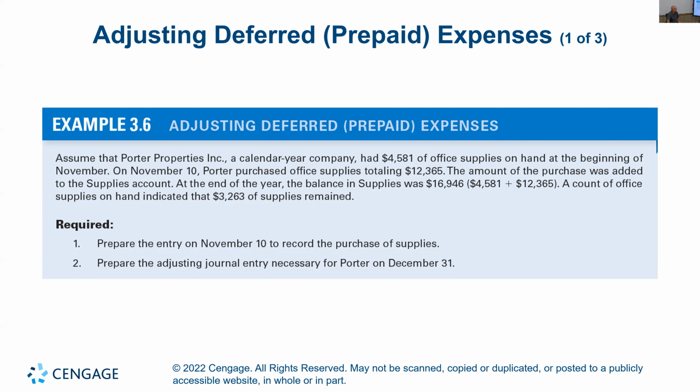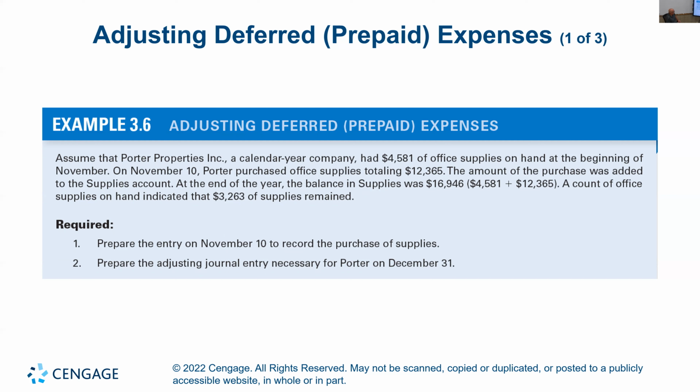All right, these quarter properties had 4,581 office supplies on hand at the beginning of November. On November 10th, they purchased office supplies totaling whatever. So when supplies came in, they would debit their supplies, or increase them, and credit their accounts payable or cash, however they went about paying this bill. At the end of the year, the balance in supplies was 16,946.